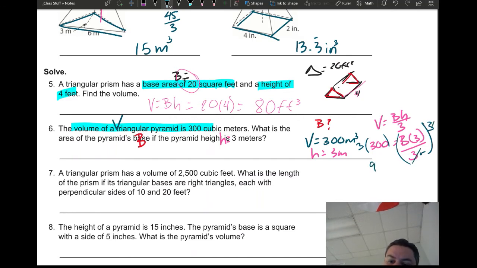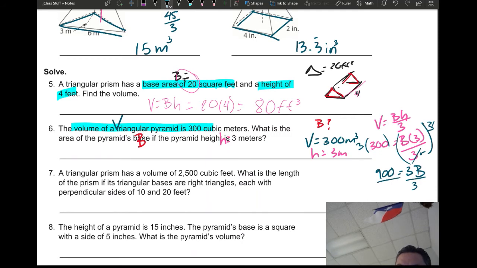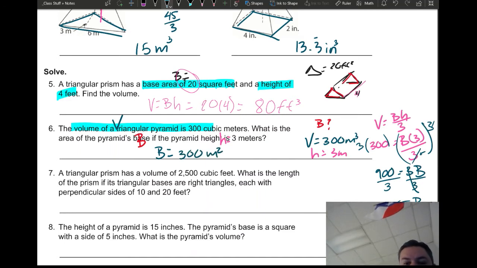And you have 900 equals, let me rewrite it, 300 times 3, that's 900 equals 3B. I switched them. It doesn't matter. It's the same thing. Now, these 3 multiplying, divide by 3, divide by 3. So big B equals 300 meters squared. So the area of the base is 300 meters squared.